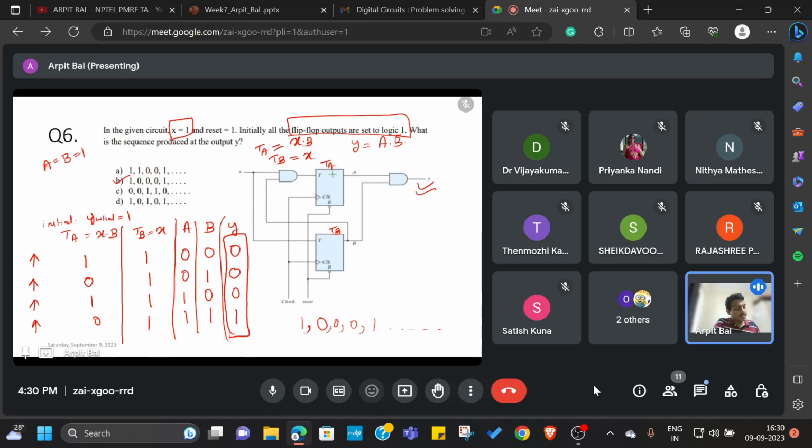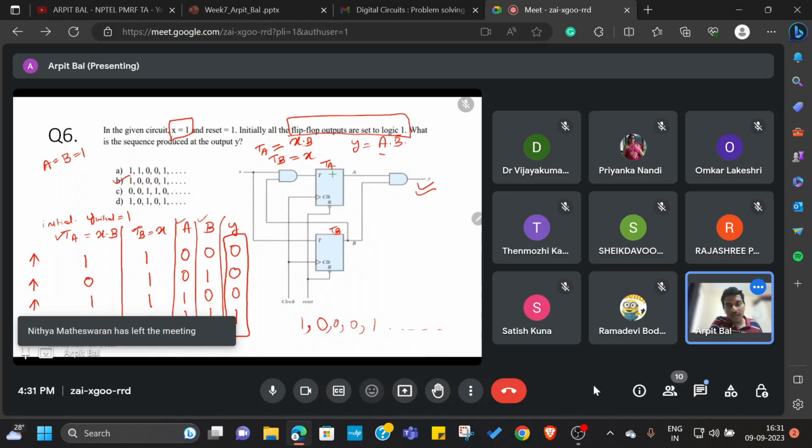In the next question we were given a circuit and we were supposed to figure out what is going to be the y output. We repeat the same thing: we figure out the input equations, then we proceed by making a table and figuring out what is going to be the y value, that is the output, and we see that the y output is a dot b. The interesting thing here was that the x value was given as 1, and it is mentioned that the flip-flop outputs are set to logic 1.